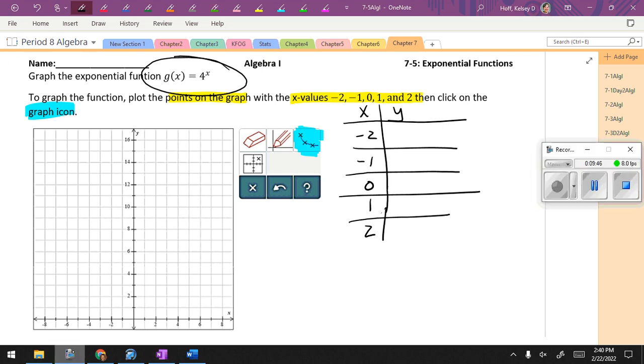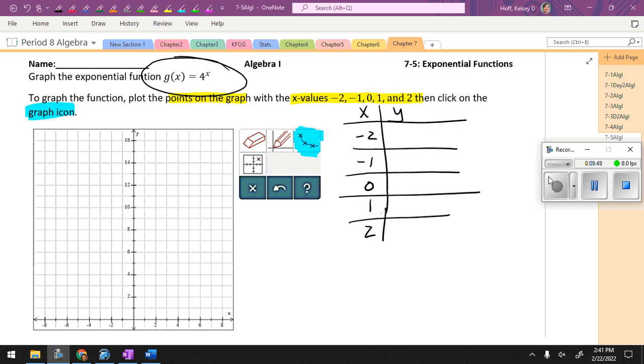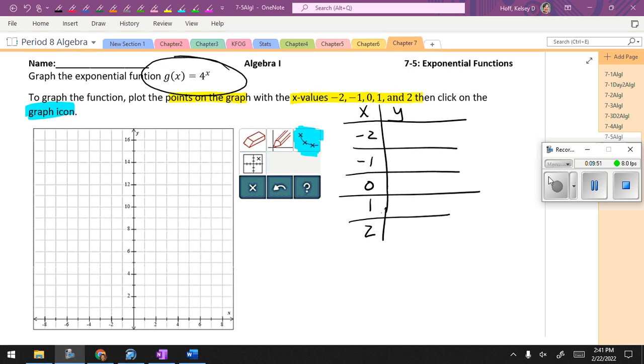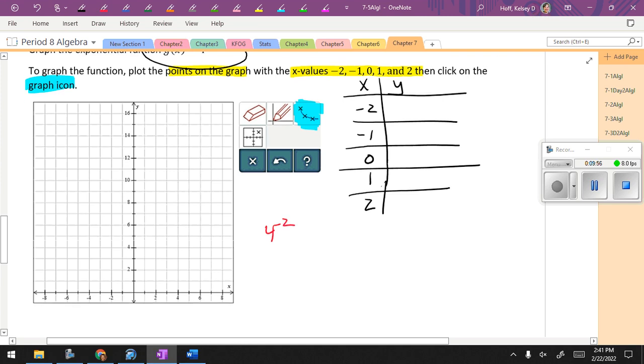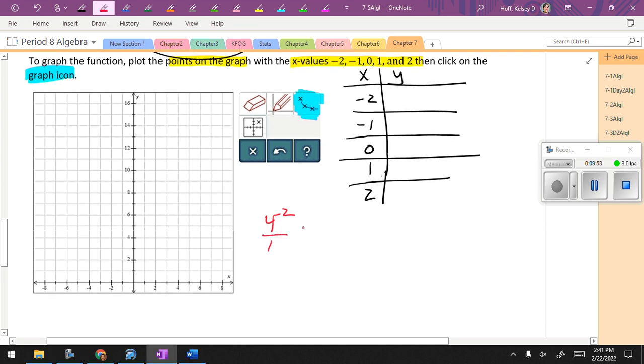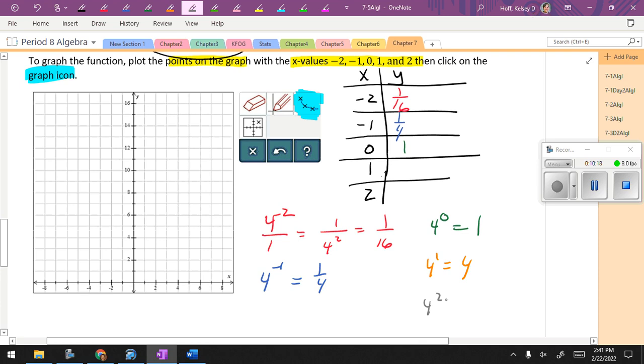Fill in that table. Okay, so if I plugged in a -2, 4 to the -2nd, what do you end up with? Very good. This is really 1 over 4 squared, which means you've got to move your 4 squared. You wind up with 1/16. Nicely done. If I plug in a -1, what do you end up with? 1/4. Excellent. If I plug in a 0, it's 1. If I plug in a 1, 4. And if I plug in a 2, 16.